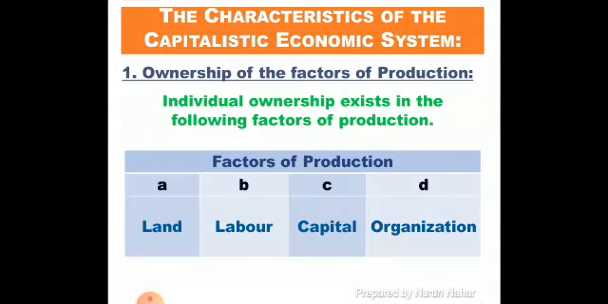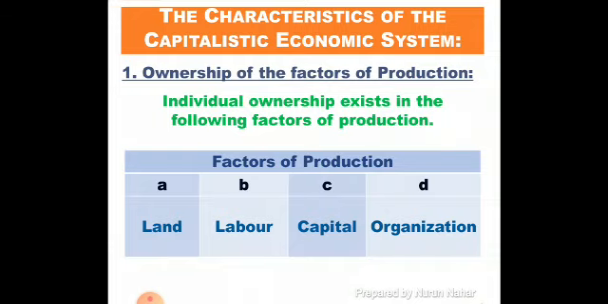The first one is the capitalistic economic system. Let's see the characteristics. Number 1, ownership of the factors of production. From my earlier discussion, you have seen that there are 4 factors of production: land, labor, capital, and organization. If in a certain economic system the ownership of all these 4 factors of production belongs to individuals, then it will be called a capitalistic economic system.